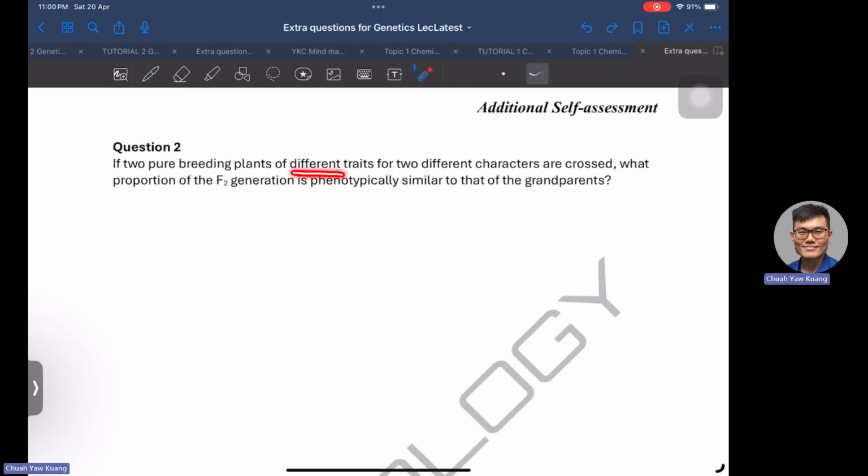So that means that one of the plants is homozygous dominant and another plant is homozygous recessive, and it's involving two different characters. So that means two genes. We will look at two genes at the same time. If we look at the question, there is no further description of a link or whatever between these two genes. So this question is also related to the normal Mendel's model.